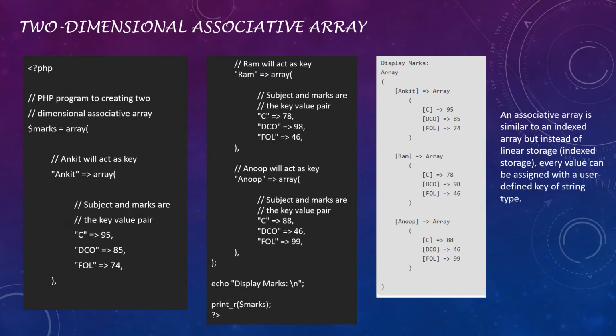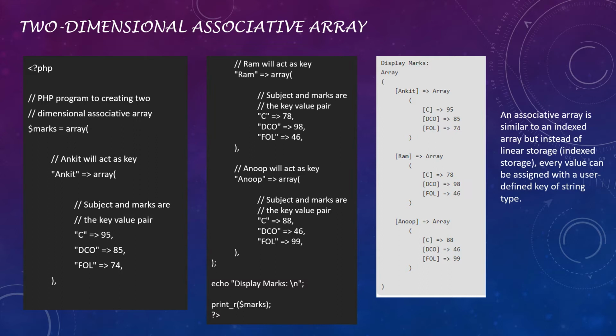The next array that we will be discussing is the two-dimensional associative array. An associative array is similar to an indexed array, but instead of linear storage, every value can be assigned with a user-defined key of string type. And so in this demonstration, we have Ankit will act as a key to this array. And the subject and marks are the key value pairs. So we have C is the value 95, DCO is the value 85, and FOL is the value 74.